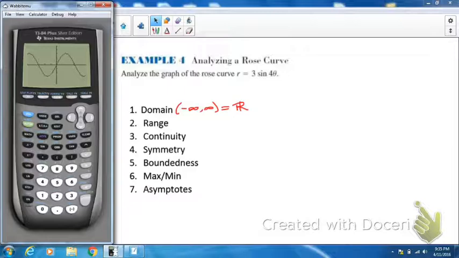Now the range is a little bit different. The range is the lowest point to the highest point. So I'm going to use my trace button to identify that, which is also going to represent my max and min. I'm really only concerned about the maximum value though right now.